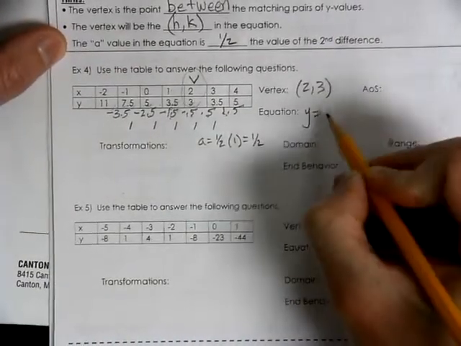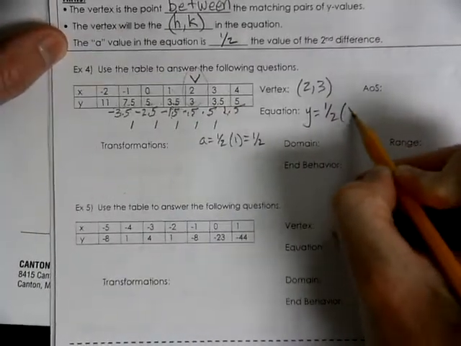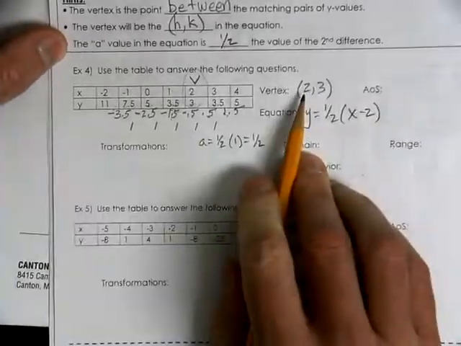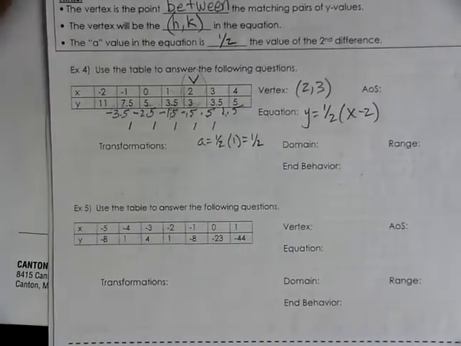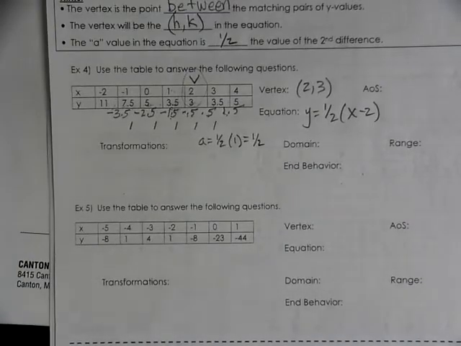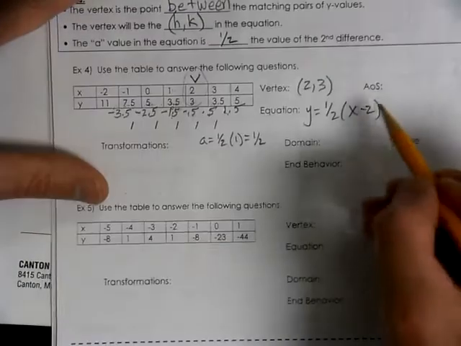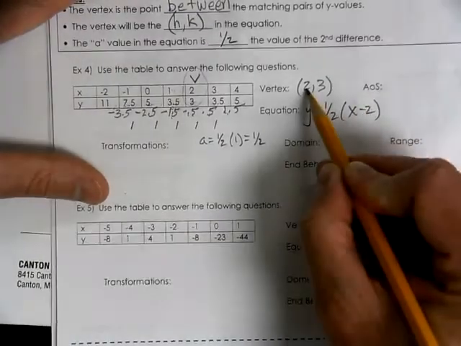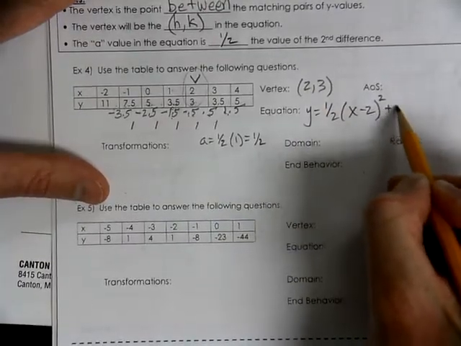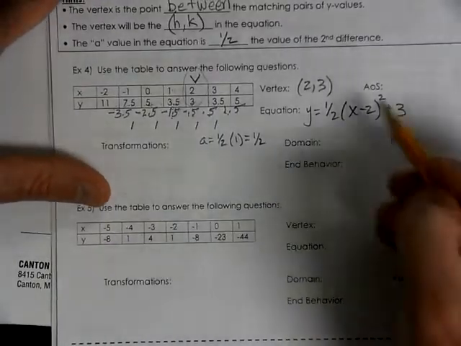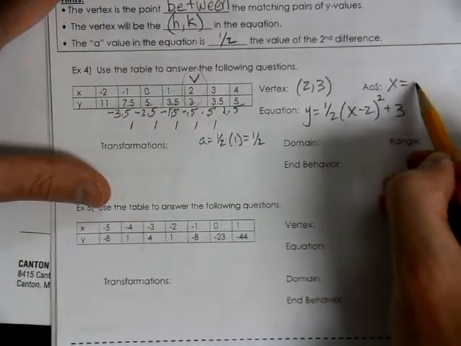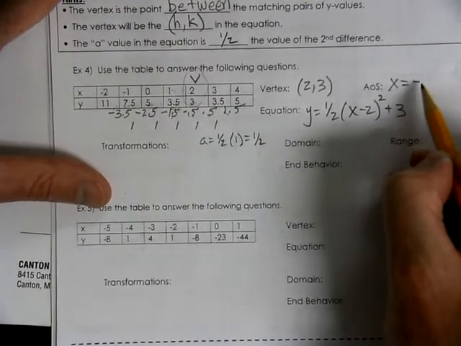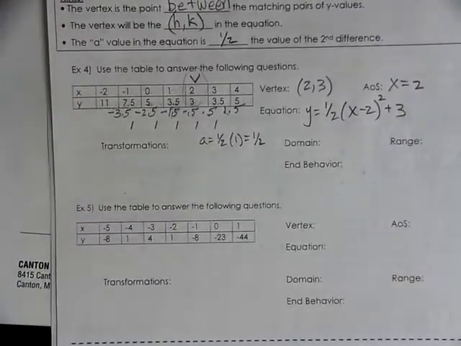So we have y equals one half (x minus 2), because you know your vertex is at (2, 3). So it's x minus 2, it's always the opposite, squared, plus 3. Your axis of symmetry is an x value, and that's going to be at 2. It's where the vertex is at. Your line of symmetry always includes the vertex.